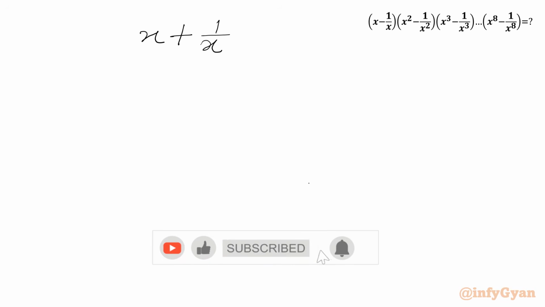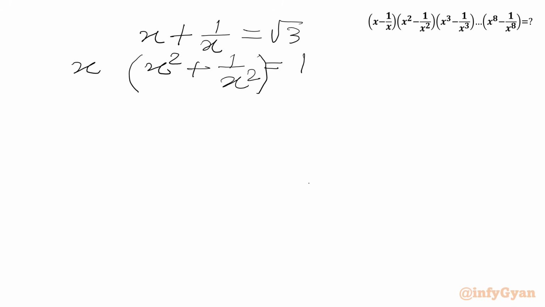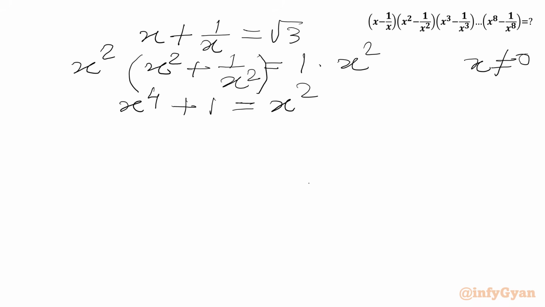So the smartest way of finding this product would be this. x plus 1 over x is known to us as square root 3. We'll square both sides and get x square plus 1 over x square plus 2 equal to 3, or x square plus 1 over x square equal to 1. Now we'll multiply both sides by x square. x cannot be 0. We will get x power 4 plus x square times 1 over x square, which is 1, equal to x square. Now let us assume x square equal to a.